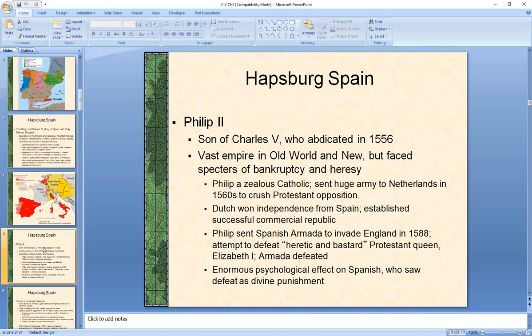So Philip was a very zealous Catholic, and he sent a huge army to the Netherlands, hoping to crush Protestant opposition. So yes, he talked about it from a religious standpoint. However, do not overlook the importance of gaining territory. Now, I would point out that they've got plenty of territory already. And do they really need more? Well, maybe not, obviously not, because it didn't work out for them.